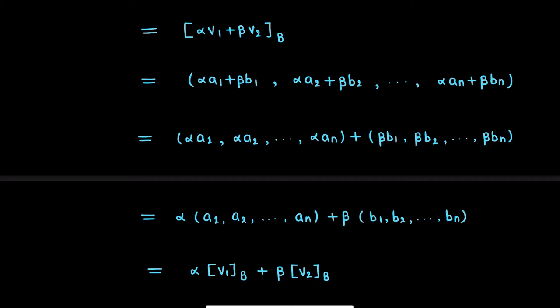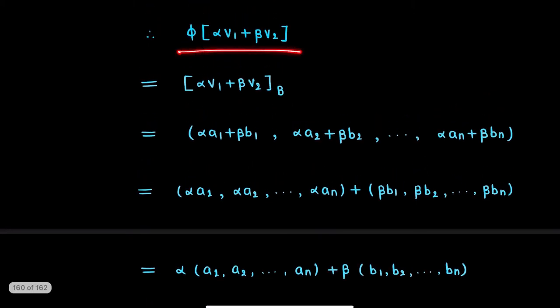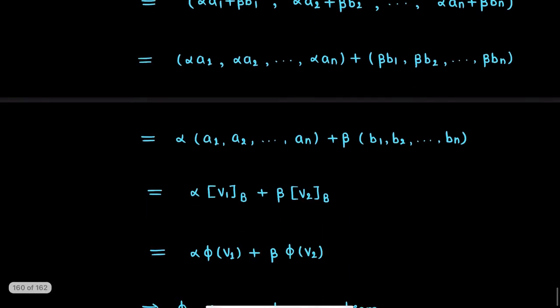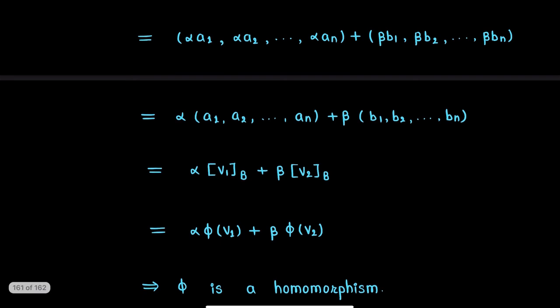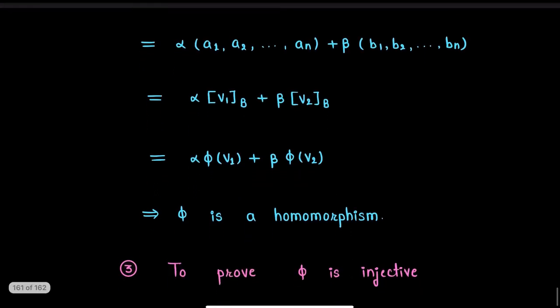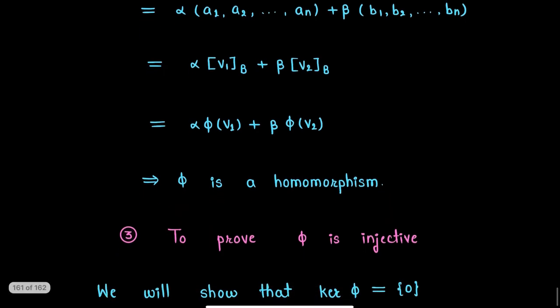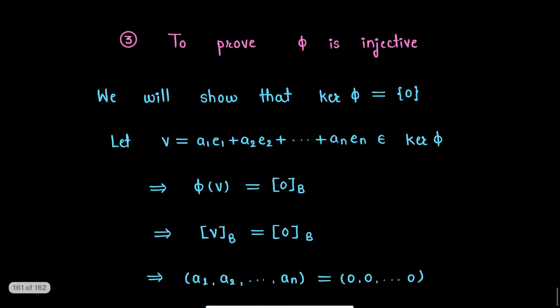So we get phi of alpha v1 plus beta v2 is equal to alpha times the coordinate of v1 with respect to basis B plus beta times the coordinate of v2 with respect to basis B, that is, phi of alpha v1 plus beta v2 is equal to alpha times phi of v1 plus beta times phi of v2, and therefore our map phi is a homomorphism. Now we need to show that phi is injective.